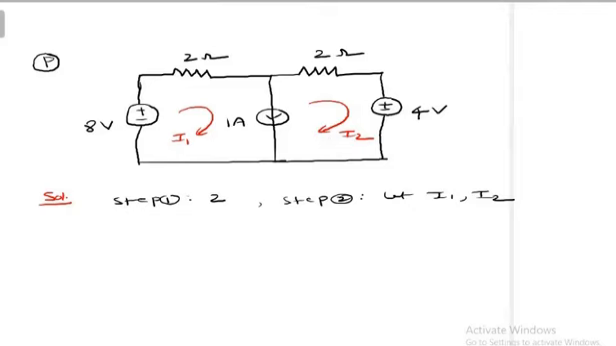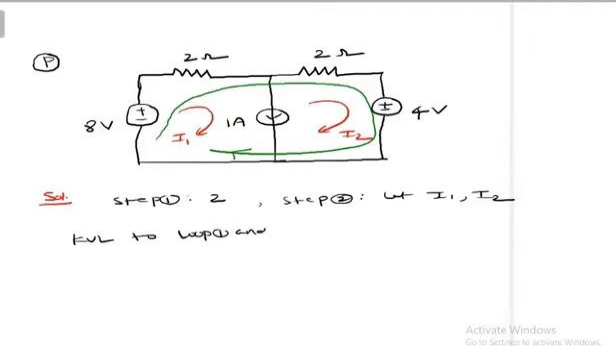For that, the approach is that instead of applying KVL for only loop 1, I'm going to choose a direction like this. Both combined loops at a time, I'm going to apply KVL. Just look at the equation. KVL to loop 1 and 2. So what do we get?